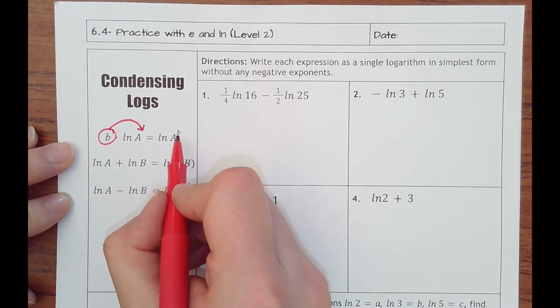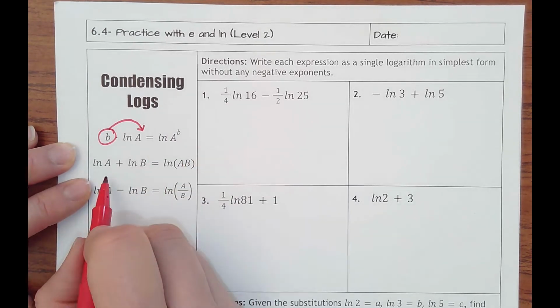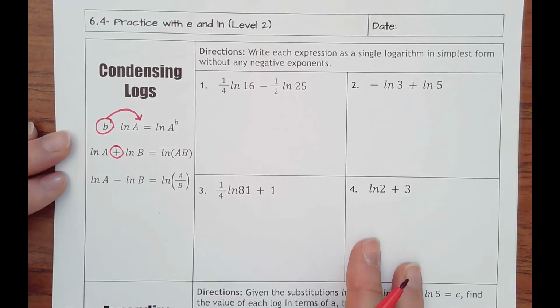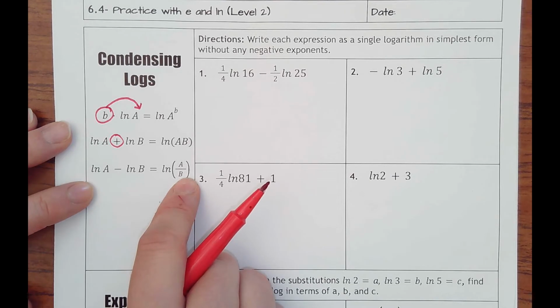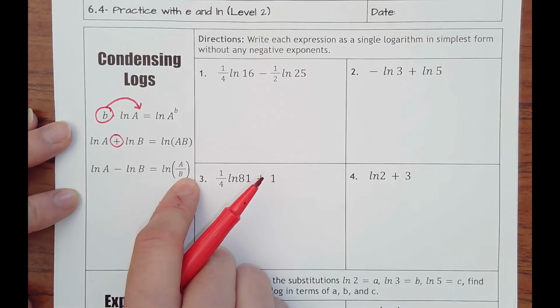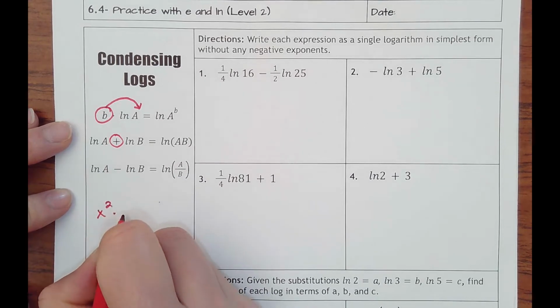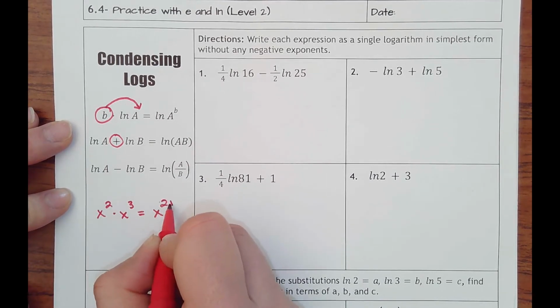And then likewise, you can expand and take a power and make it multiplication. And if you have two logs getting added, you put them together with multiplication. And if you have two getting subtracted, you put them together with division. And so these rules go along with exponent rules. Like if we had multiplication of exponents, really we add the powers.